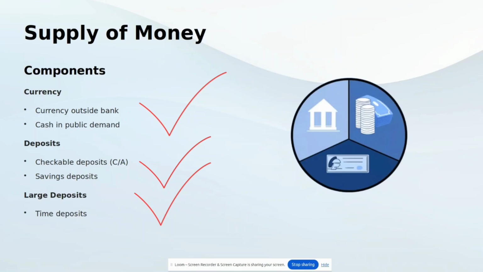Currency can be of two types: currency outside banks, and cash in public hands. Deposits are the same: checkable deposits and saving deposits. Large deposits are only one type. They are time deposits.